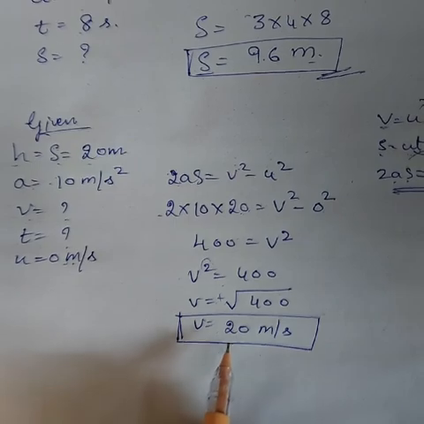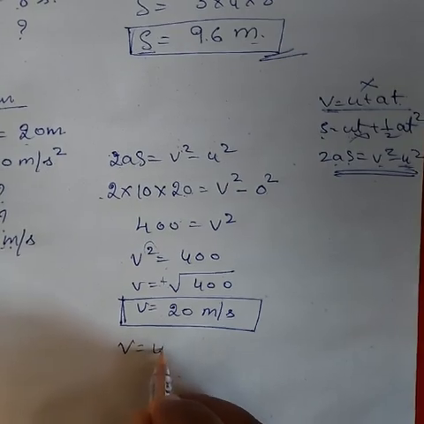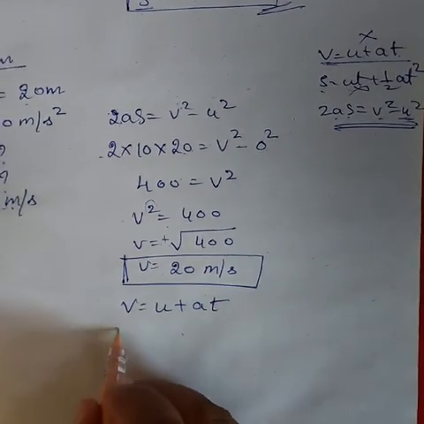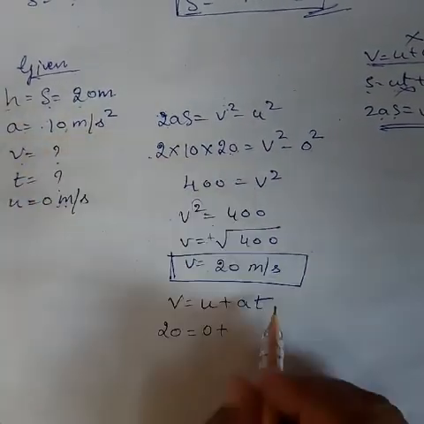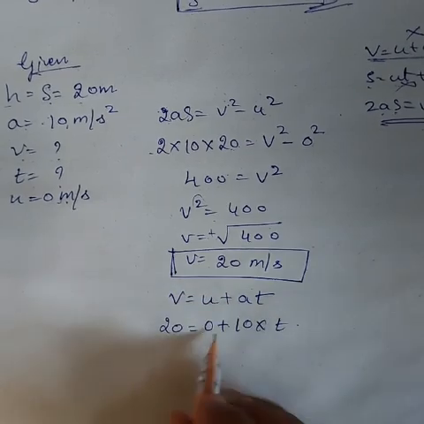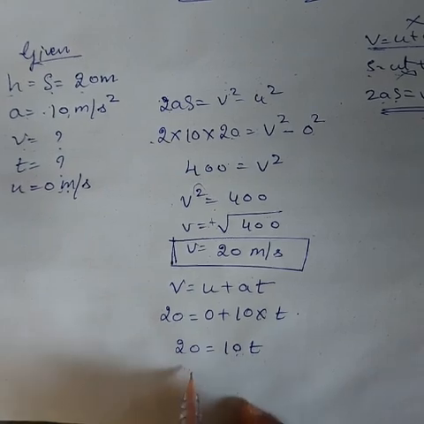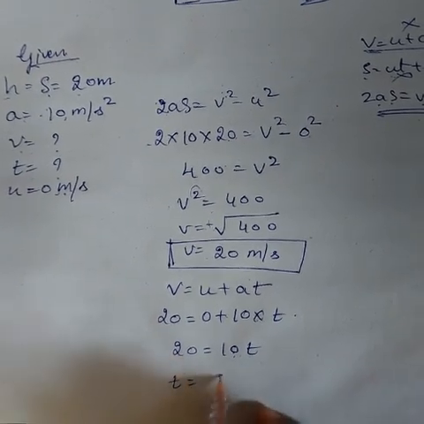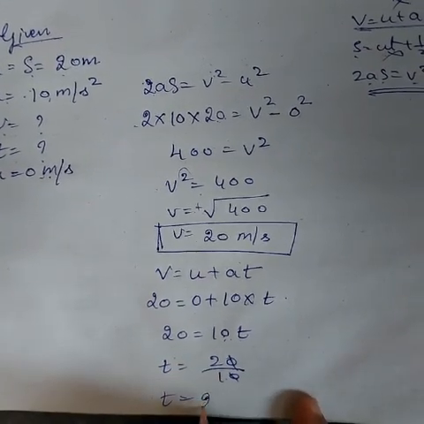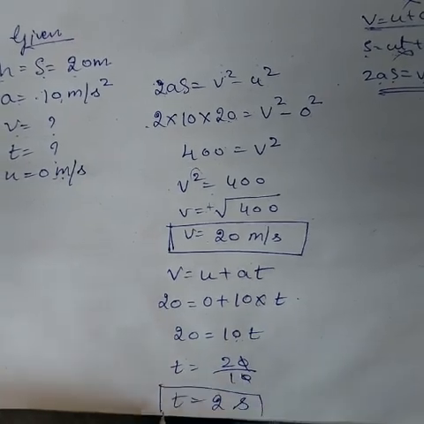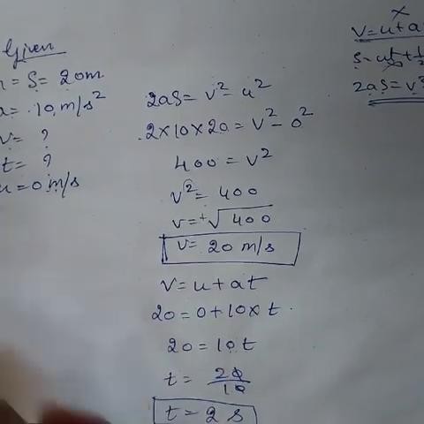Now we find t. We can apply the first formula, v is equal to u plus at. v means 20, u is 0, plus a value 10 into t. So 20 is equal to 10t. Then we divide by 10, that cancels, and t is equal to 2 seconds. The unit of time is seconds. This is the time we find here.